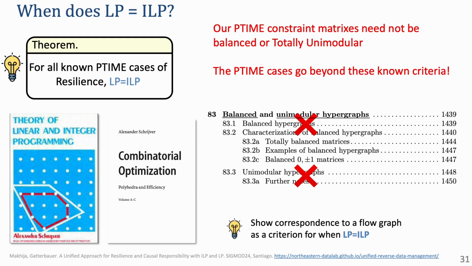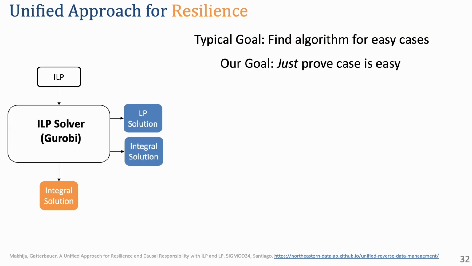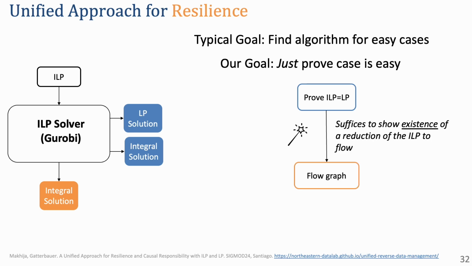And the way we did this, the way we showed that actually our cases are in p-time, is that we use a flow graph as an intermediate. So while usually the perspective is to find algorithms for easy cases, we already have our algorithm. We know it's the ILP, but we need to prove that it is indeed easy, and we need to prove that the ILP objective is the same as the linear program. And for this, we showed the existence of some flow graph such that the flow graph has a correspondence to the ILP solution.